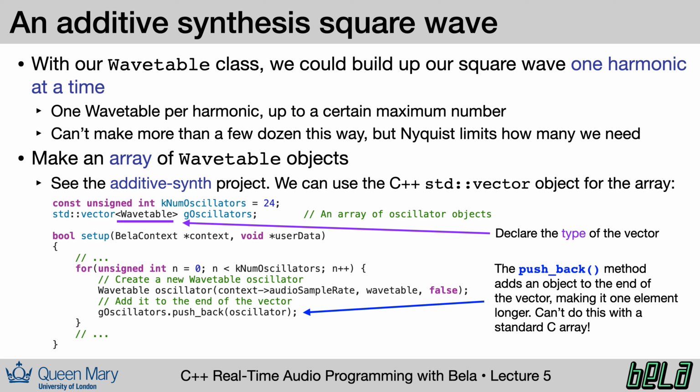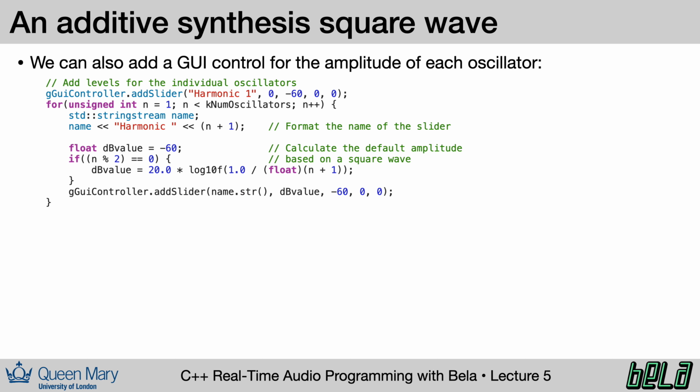Then inside the setup function, we're creating each of the oscillators, and we're calling this method of vector called push_back. What this means is append this particular object to the end of the vector, making the vector one element longer. This is not something that you would be able to do easily in a standard C array, but it's very convenient in C++. There's a link to more information about the C++ vector class on the companion materials.